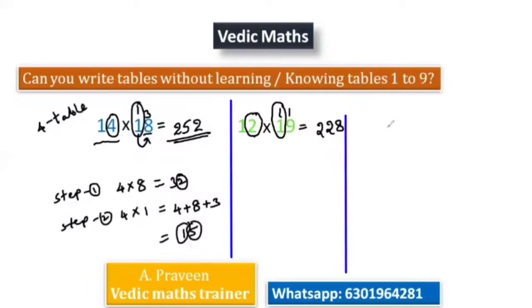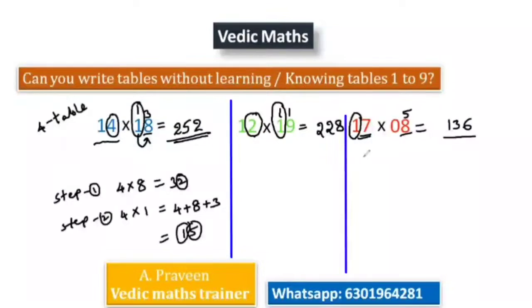Let us see a third example: 17 times 8. Here I have 1 in the tens place, so I'll use 7 as my table. Using the 7 table, I'm going to solve. 7 times 8 is 56, 5 will be carry here. 7 times 0 is 0, then adding immediately the right number: 7 into 0 plus 8 is 8. 8 plus 5 is 13. So 136 will be the answer.